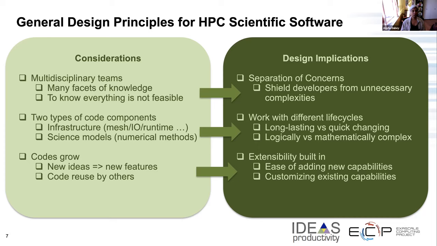The third consideration is that irrespective of the intention of the original developers of the code, if codes survive beyond a few months and a couple of years, they grow, because people find the code useful and therefore new ideas come. New ideas lead to new features and people start to reuse the code. And therefore one almost always has to plan for a code to grow, which means the design implication is that extensibility should be built into the DNA of the code, accounting for an ability to easily add new capabilities and to be able to customize existing capabilities as needed.